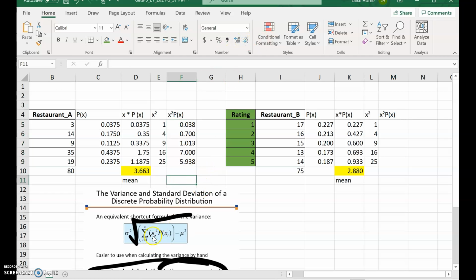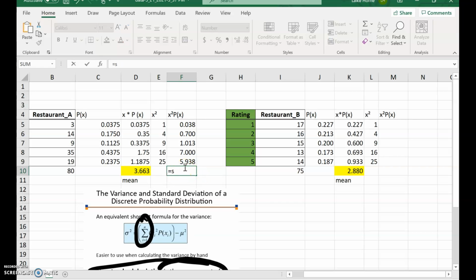Okay, so I've done x squared times p of x, so I need to sum that. I'm looking at my formula down here, and it's telling me I need to sum after I multiply those. So make sure you put equals sum parenthesis and then highlight what you want it to add. If you don't want to use Excel, you don't have to. So there's your sum.